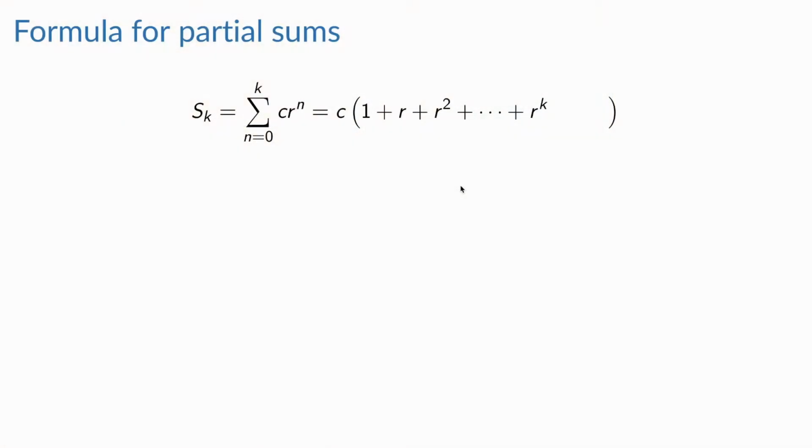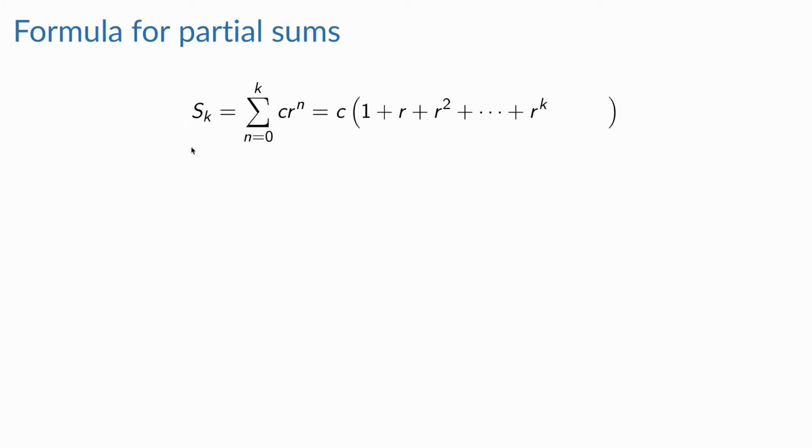Okay, so now we'd like to figure out what the sum is for these things. And the surprising fact is that there's a beautiful little trick for figuring out a formula for these partial sums. So here I've written out S_k. This is the partial sum of our geometric series where we start at n equals 0 and go up to n equals k.